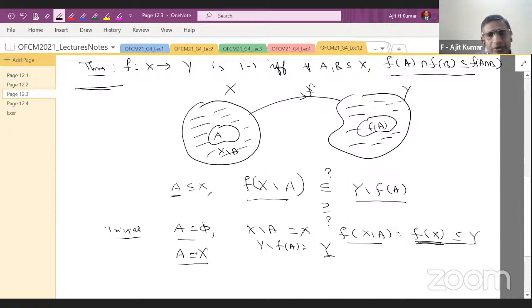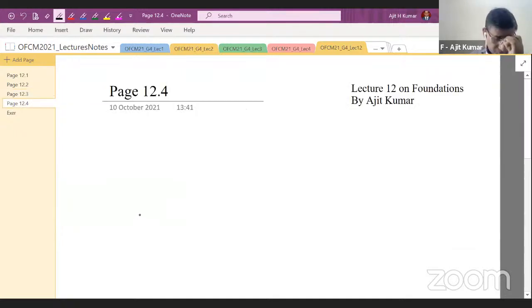Similarly, if I take A to be the whole of X, then X minus A will be empty, which is always a subset of Y minus f of A. So there is nothing that we get. So it looks like that somewhere we need the onto argument. Somewhere the onto argument is required. Okay, so let us try to prove one of these, and then see what we can get, whether we can again hit some roadblock.